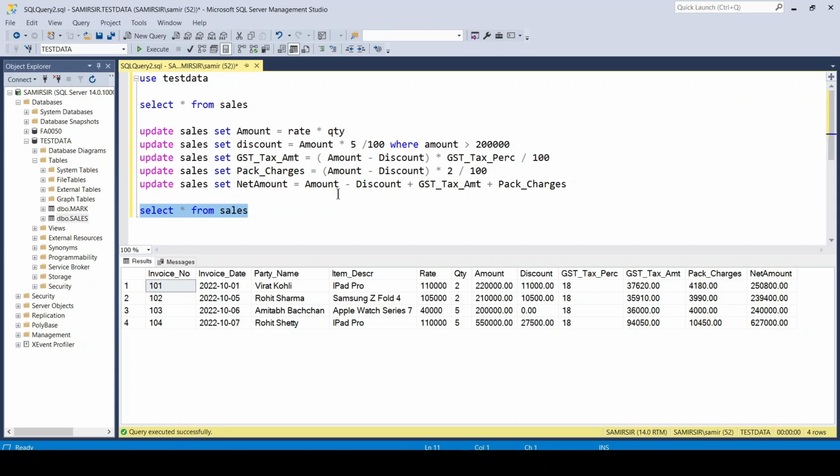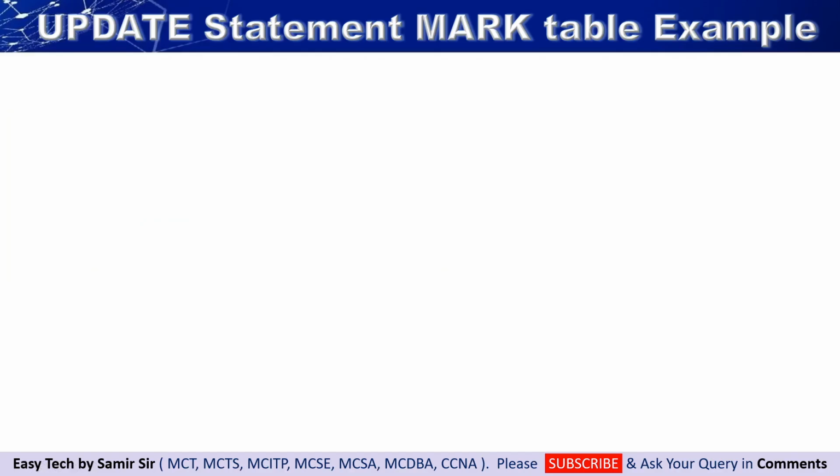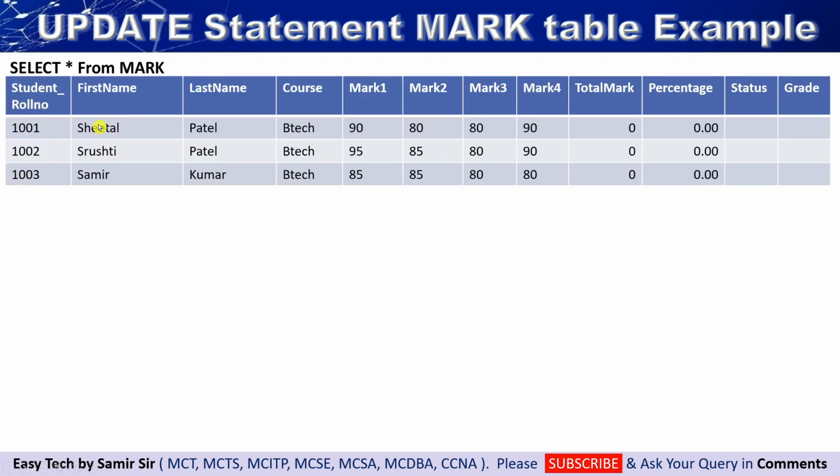Now as we have calculated update statements for the sales table, let's understand the business logic for the mark table also. So once I give select star from mark, it gives me student roll number, first name, last name, course name, marks 1, 2, 3, 4, total mark, percentage, status and grade. Similarly, like in sales, here also there are no results for total mark, percentage, status and grade. It's not showing me any value.